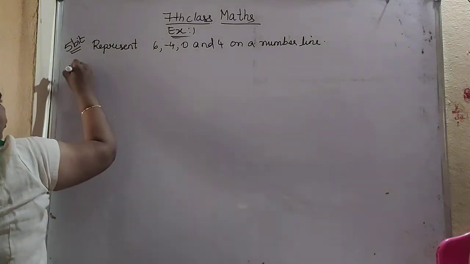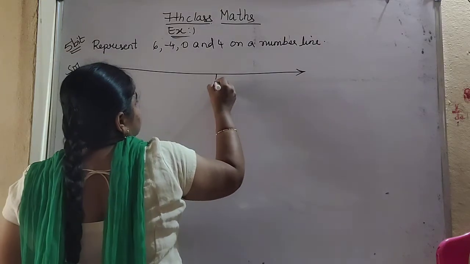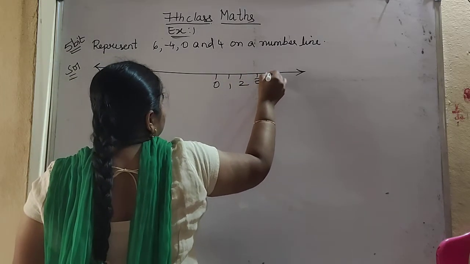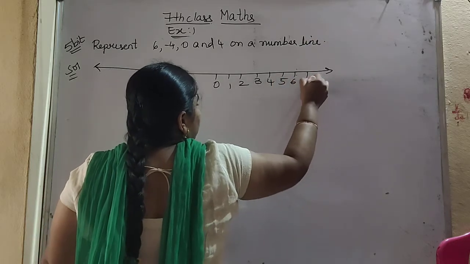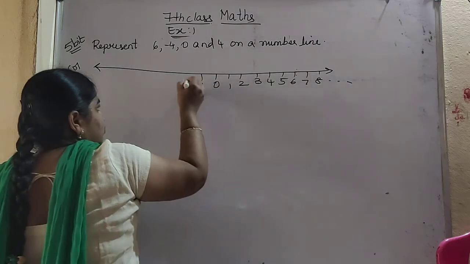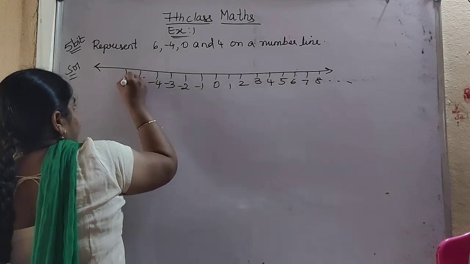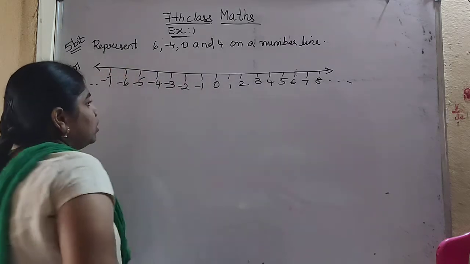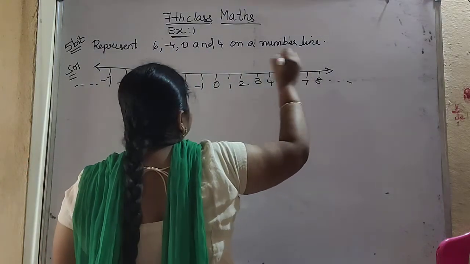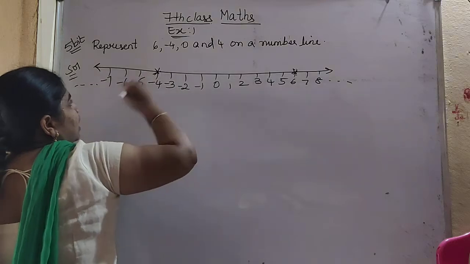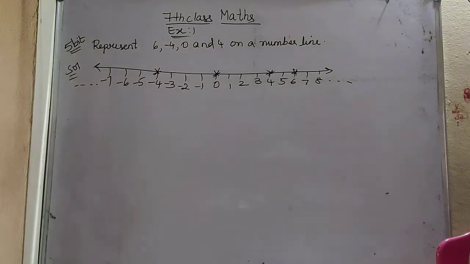Okay, so first we have to draw a number line for this, and we have to mark all these numbers on a number line. So 0, 1, 2, 3, 4, 5, 6, 7, 8 and so on. -1, -2, -3, -4, -5, -6, -7 and so on. Now we have to mark the numbers. So 6, where you are seeing 6, this is 6. Next is -4. After that 0 and 4. So this is how you will mark on a number line.